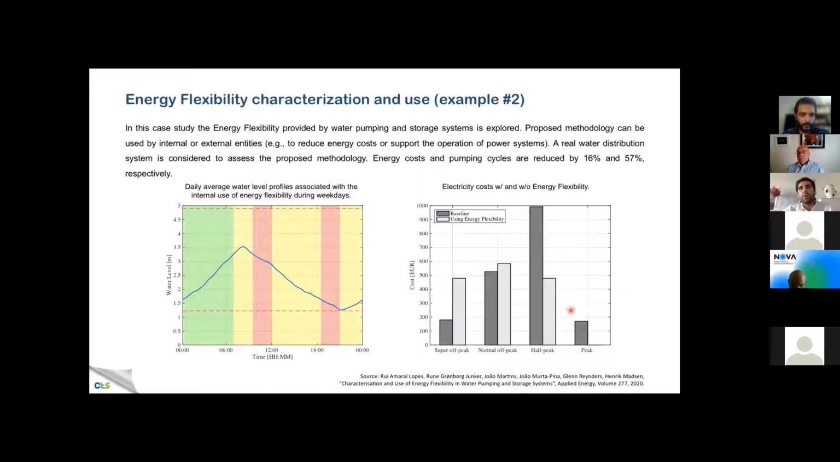In terms of costs, we totally avoid energy consumption during peak periods. We minimize during off-peak, and then, of course, it increases during super off-peak and normal off-peak. The amount of energy is the same, but it is consumed during different periods. And you can see here the average water level inside the reservoir, where it can be seen that the limits are always respected. So this is another example where energy flexibility is used, in this case in a water pumping system, to reduce energy costs while keeping the comfort needs. In this case, comfort needs can be translated to safety levels of the water level inside the reservoir.